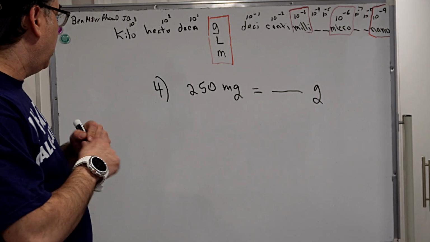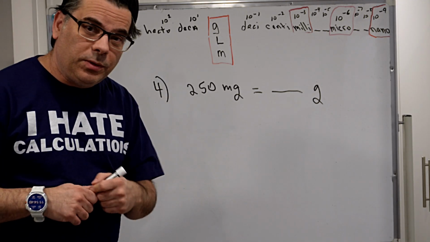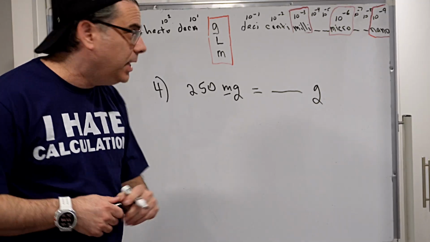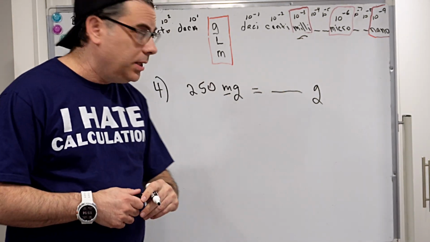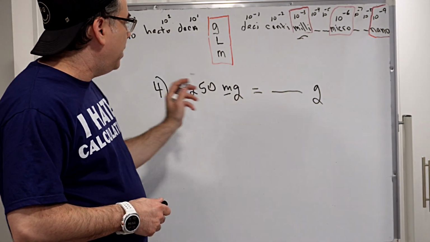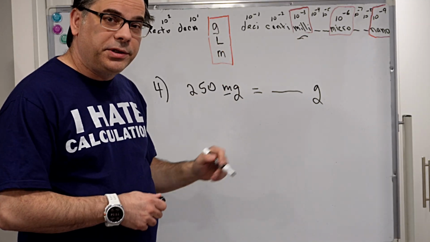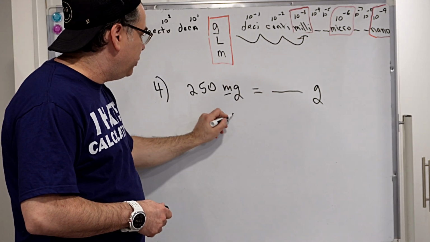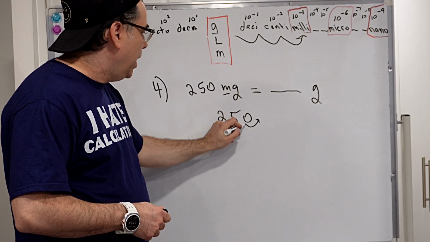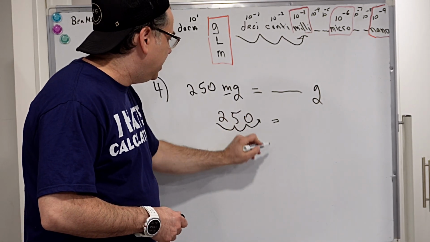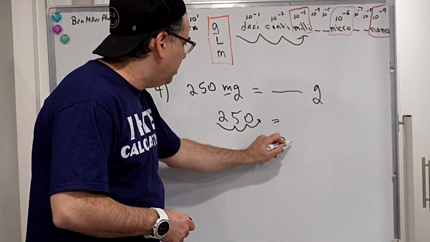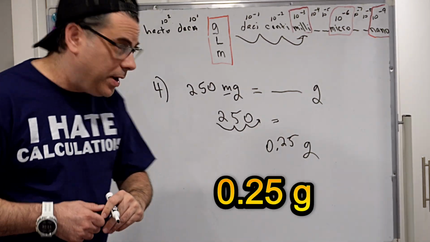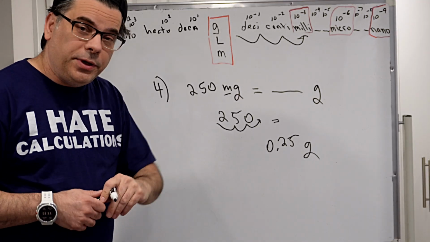Alright, question number 4. 250 milligrams equal how many grams? Again, you got to know where you are. Milli is over here. And we want to go to gram. So milligram to gram. Gram is the base unit, so 3 to the left. 1, 2, 3. Same thing here. 250. 1, 2, 3. That's equal to 0.25 grams. We don't put a trailing zero.